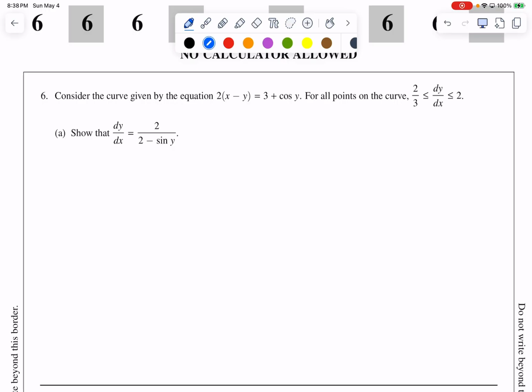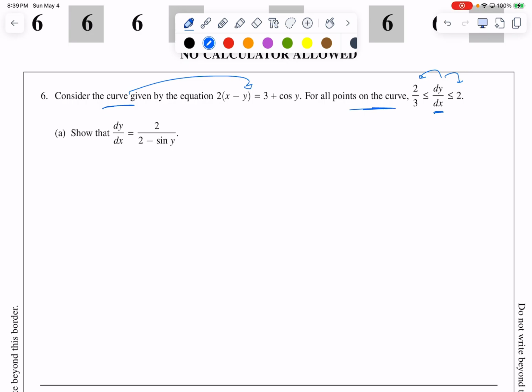Consider the curve given by the equation 2 times x minus y equals 3 plus cosine y. So they give you a curve. So this is an OG equation, or some kind of original equation. I don't know if it relates to this one yet. For all points on the curve, dy dx is going to be between what for slopes? Remember, dy dx represents the slope of the tangent line. So they're saying the slope of the tangent line is always between what? Is the slope of the tangent line ever negative? No. So the derivative is always what? Positive.